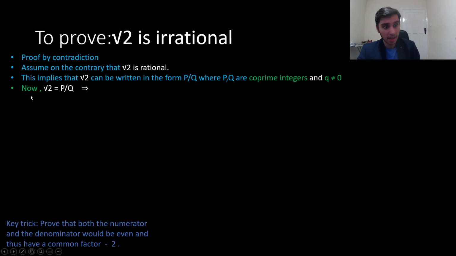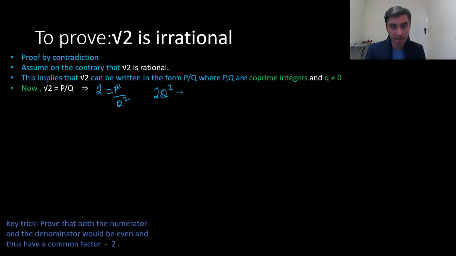It's a key part. Now the key trick to solving this proof is that we need to prove that both the numerator and the denominator would be even and thus have a common factor of 2. You'll see why. Because this will be against our assumption that they are co-prime. So now we have root 2 is equal to p upon q. This implies, if I just get my pen out, that when we square both sides, we get 2 is equal to p squared over q squared. And if we bring q squared to the other side, we get 2q squared is equal to p squared.